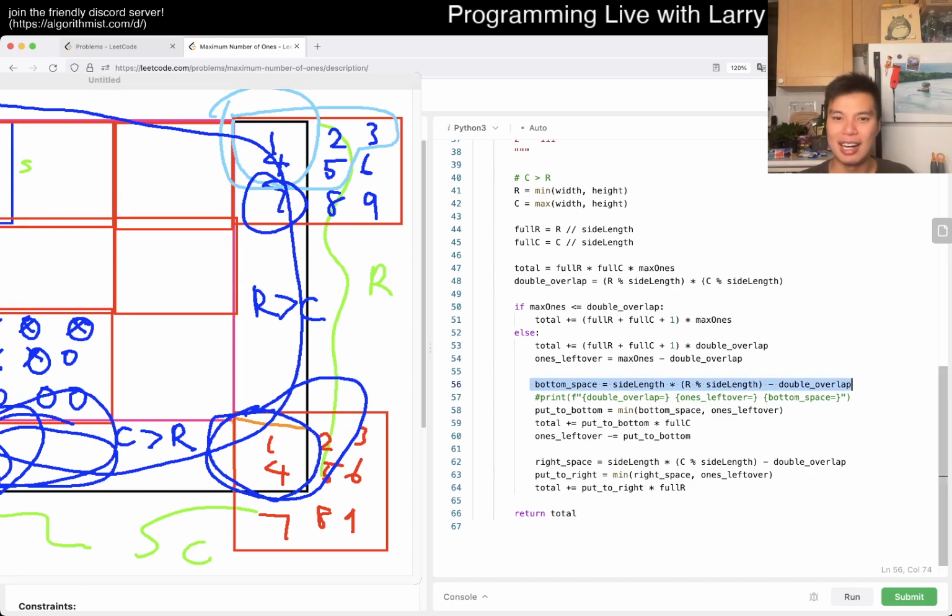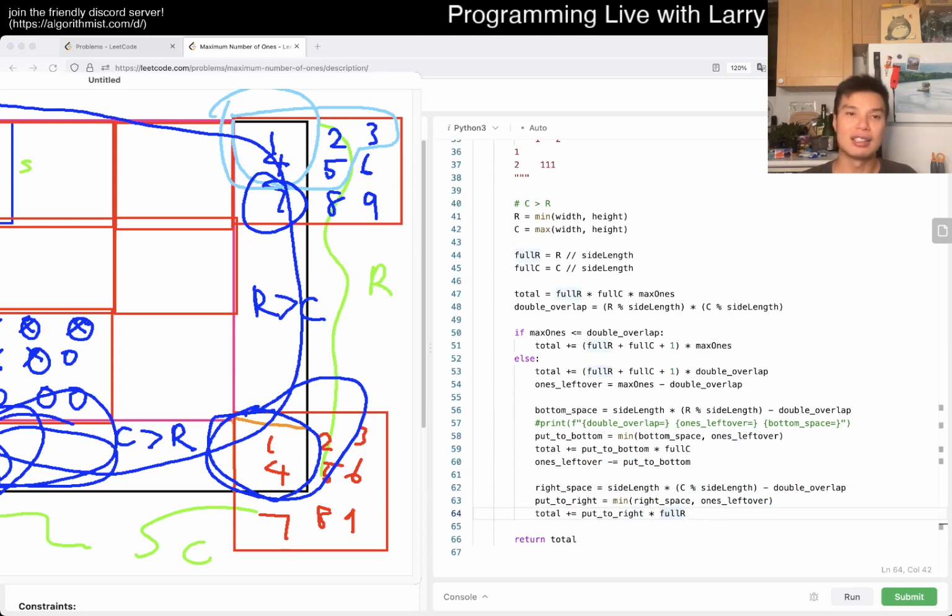Okay, fine. And then of course, how many we actually put on the bottom is just going to be the minimum of the number of spaces or the number of leftovers, whichever is fewer. And then we just do the math. This is the number of full columns, and then we put it to the bottom. We subtract that from the leftovers because we used them, and then we do the same for the right side. Yeah, that's all I have for this one. This is all of one or one time or one space.